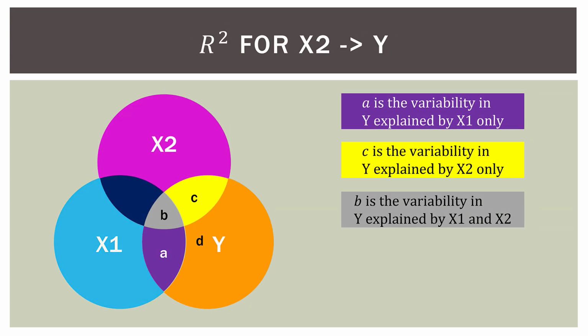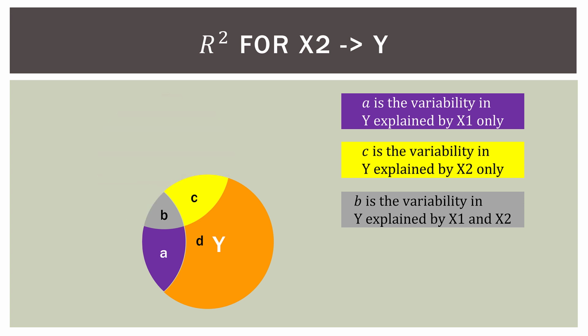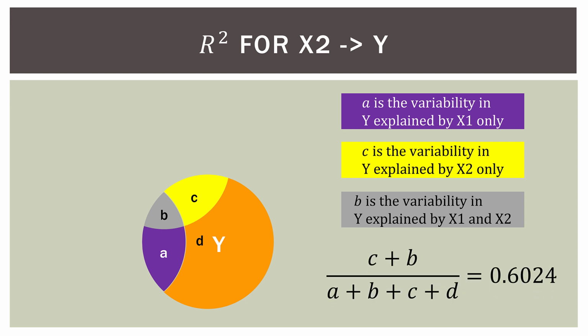R squared for x2. Again, we take away everything that's not inside our dependent variable y. What will this be? Well, this is going to be the area of B and C, because that was part of x2 that we just took away. So mathematically, that is C plus B, there in the yellow and the gray, divided by the entire thing. And in our case, that is 0.6024. So that's how we visualize the R squared for each one-to-one relationship. So x1, and then here x2. All we're doing is some simple math and visualization.